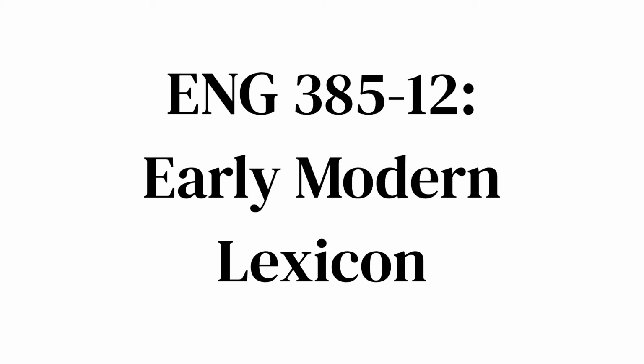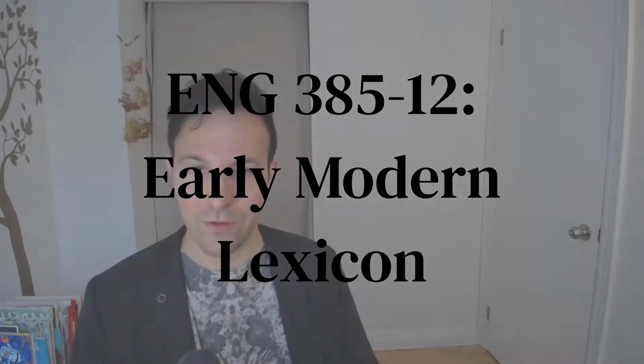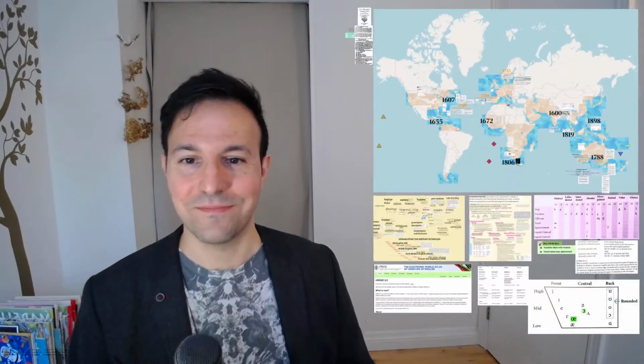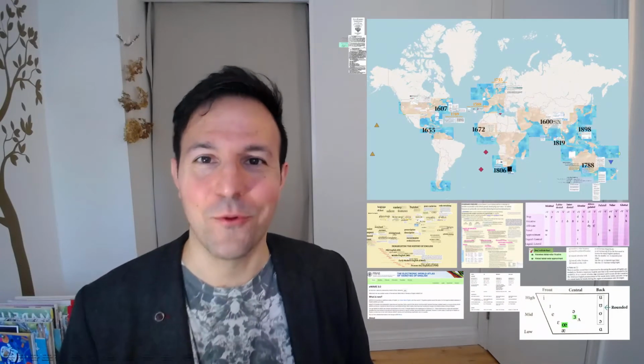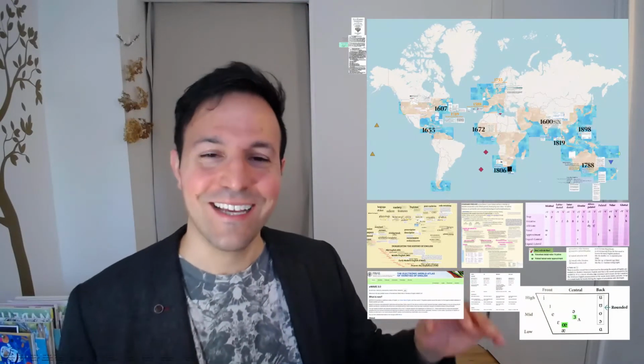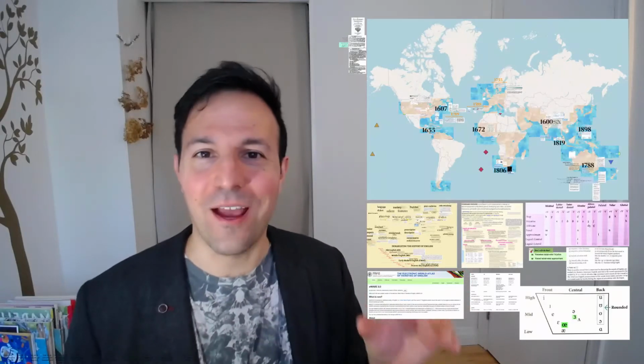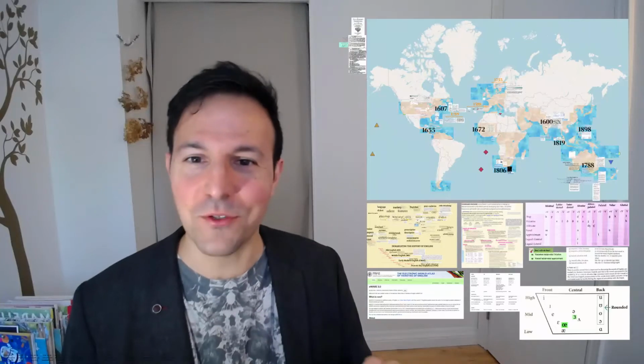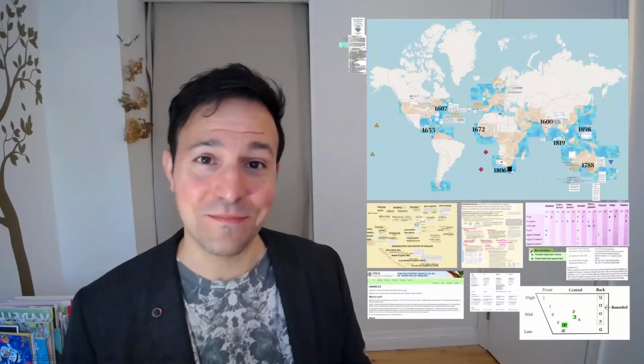This is English 385-12, Early Modern Lexicon. We're going to try for a calmly paced, not too tightly packed 20-minute lecture on this one. So I'm making an effort to speak slowly. I hope I can keep it up.